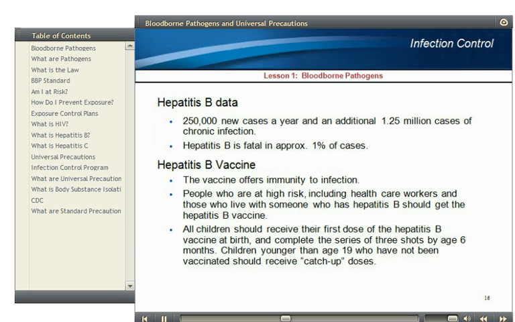Hepatitis B vaccine. The vaccine offers immunity to infection. People who are at high risk, including healthcare workers and those who live with someone who has hepatitis B, should get the hepatitis B vaccine.